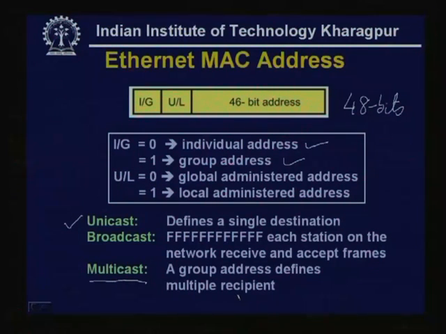So, we see that whenever broadcasting has to be done, all the bits are to be 1. Each station on this network receives the frame. So, with the help of this MAC address, you can do unicasting, that means 1 to 1, broadcasting 1 to all, or multicasting 1 to a group of people, 3 types of delivery by using MAC address over a single network or LAN.